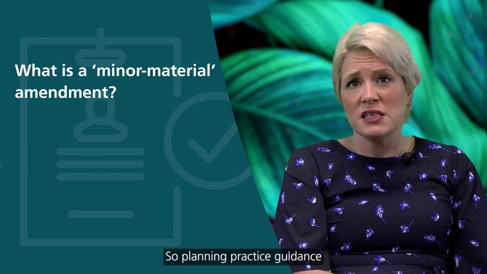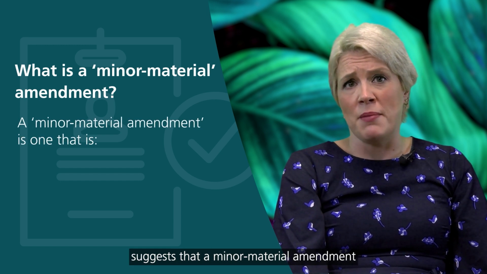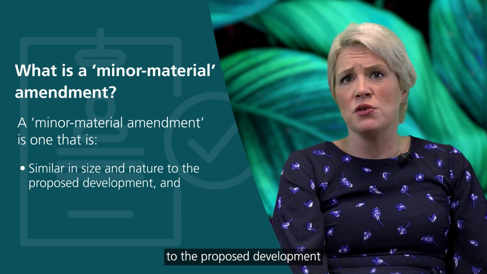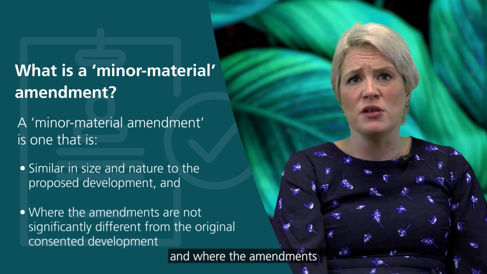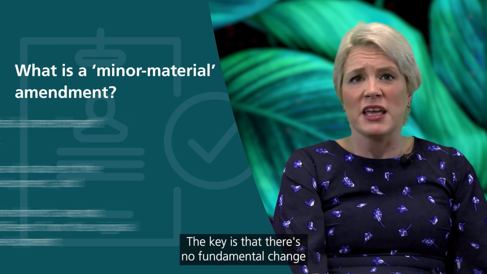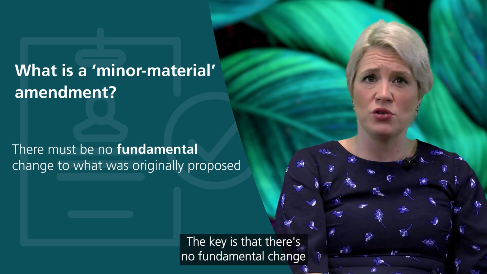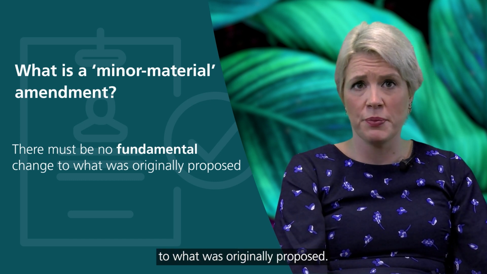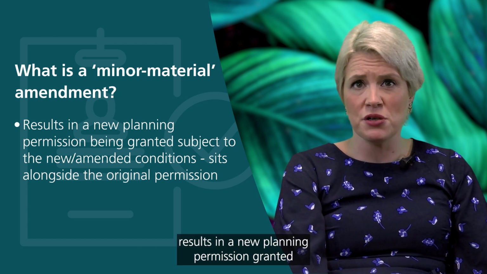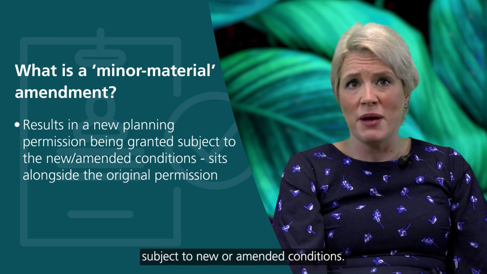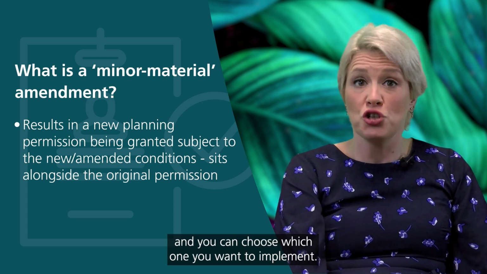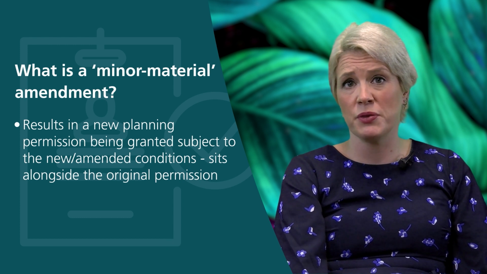So, planning practice guidance suggests that a minor material amendment is one that is similar in size and nature to the proposed development and where the amendments are not significantly different from the original consented development. The key is that there's no fundamental change to what was originally proposed. A minor material amendment application results in a new planning permission granted, subject to new or amended conditions, and it will sit alongside the original planning permission and you can choose which one you want to implement.